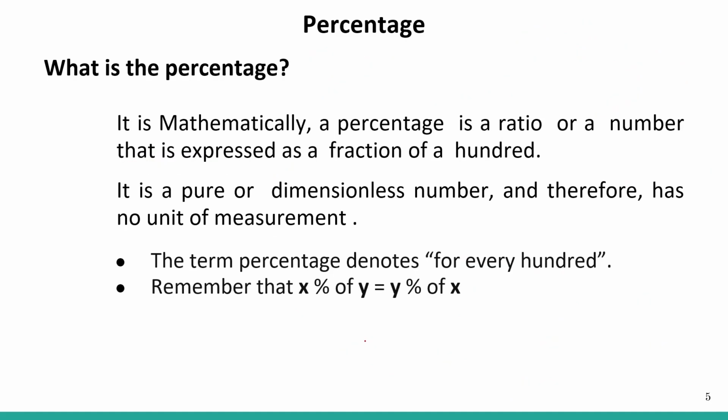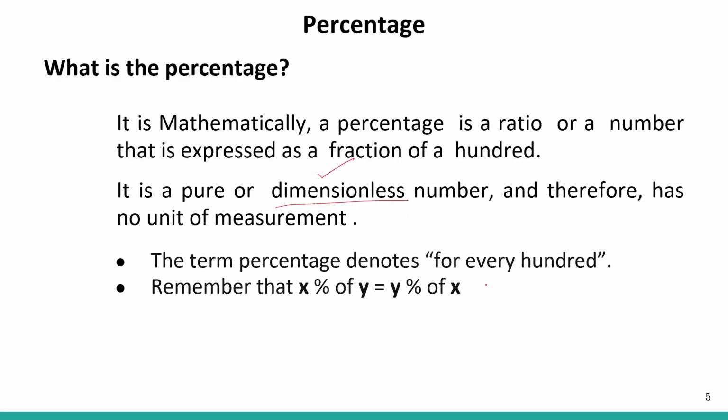So what is percentage? Mathematically, a percentage is a ratio or a number that is expressed as a fraction of 100. As we have already discussed, you consider the whole, and you say the amount you are counting or measuring as a fraction of 100. You put the whole as 100, and you have owned or are observing some part of it. You want to know, if the whole is 100, how much will be the part you have owned or observed. So it is a pure or dimensionless number.